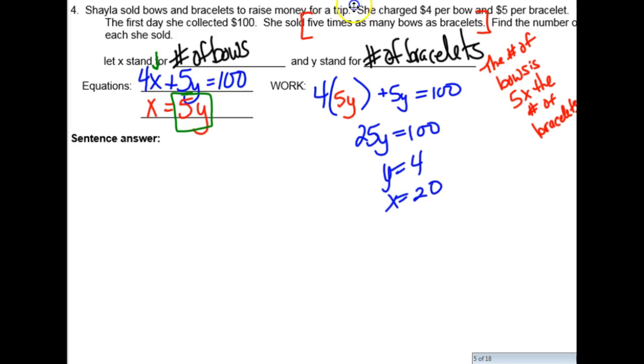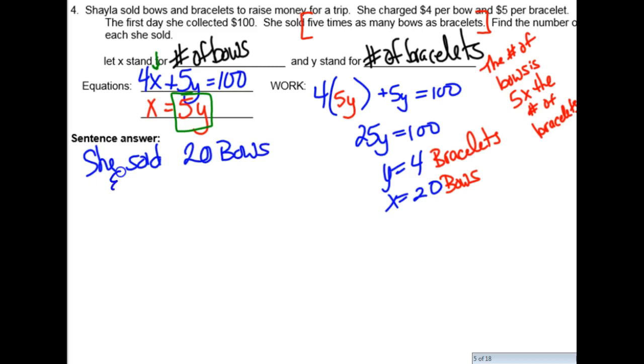Now remember this statement that was so weird: 5 times as many bows as bracelets. I just want to double check that we did that fine. And we did. So you'll notice at the end of the question it'll come out weird and it won't look like it's supposed to look if you don't set up this red one properly. So as far as the sentence goes, she sold 20 bows and 4 bracelets.